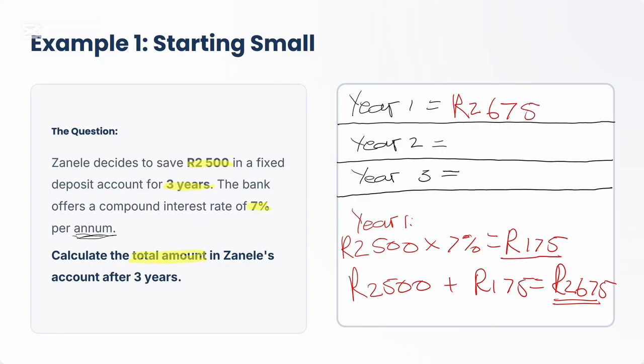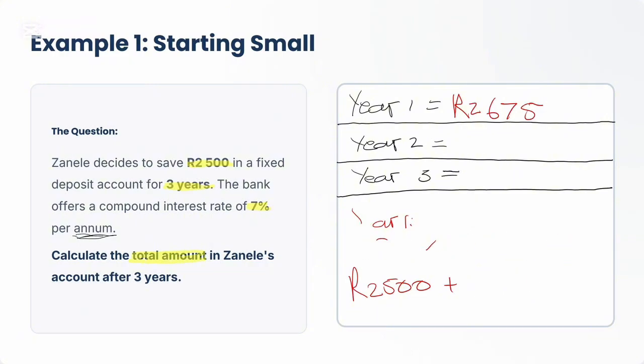2,675. Now, what we can do is erase all of this, and we're going to work out year 2 using year 1's value. We are no longer going to use the principal amount. We're going to be using year 1's value. Let's use the same color. Now, we're going to calculate for year 2.